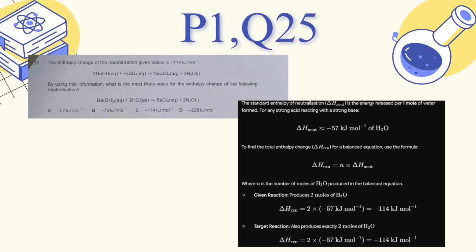To find the total enthalpy change, we are going to multiply the moles by the enthalpy change of neutralization. By this formula, we input the numbers: 2 moles and minus 57 kilojoule per mole. It equals minus 114 kilojoule. That is C.